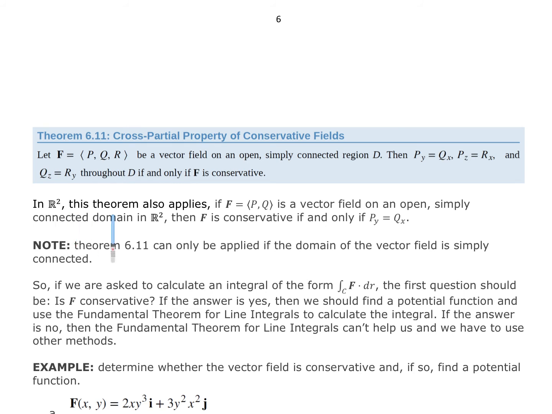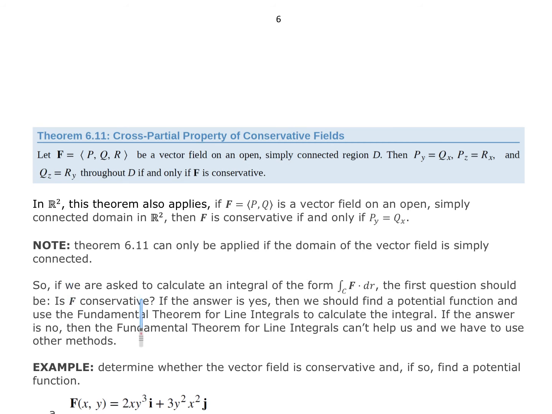Now in R2, this theorem also applies. We just have to check the two: P with respect to y is equal to Q with respect to x. Nice, in 2 dimensions. This theorem 6.1 that we just talked about can only be applied if the domain of the vector field is simply connected.